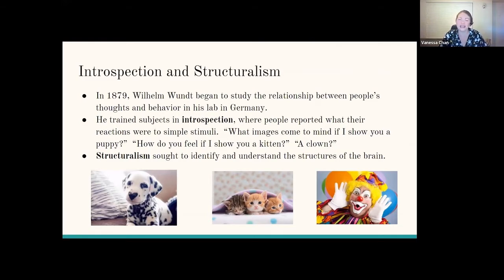He sought to identify and understand the structures of the brain. So if you've ever seen those old-fashioned weird pictures where it shows a human head and it's like, this is your sense of smell, and this is your thoughts about your mother, and all of that weird kind of stuff, that came from Wilhelm's structuralism. He thought that every part of the brain did a specific different task, and he was going to figure out which one. He didn't have a whole lot to do.